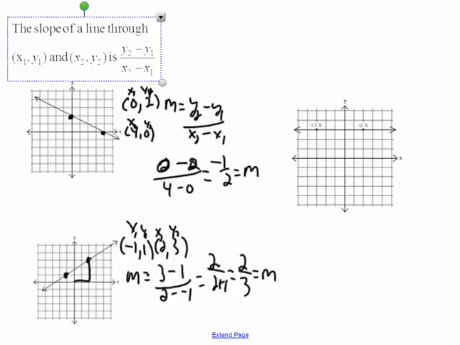This one I don't really have to do too much. I can see that this is a horizontal line. See how this is constantly straight? I don't even have to look at anything. My slope's 0. Okay, we talked about that in the foldable.